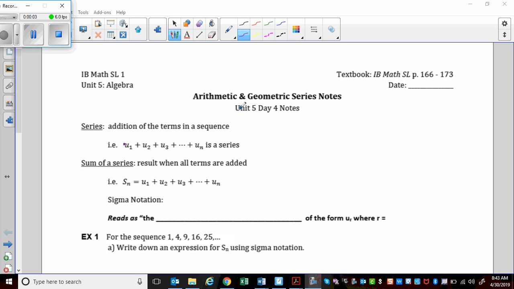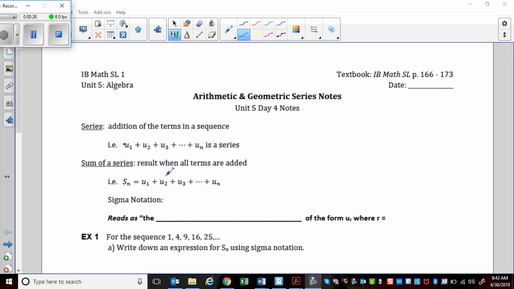Good morning. So today we're going to go over Unit 5, Day 4 notes, which is the last day of notes in this unit. We're going to go over arithmetic and geometric series. So last class we went over sequences, and when we add together the terms in a sequence, we form a series. So the sum of a series results when terms are added.